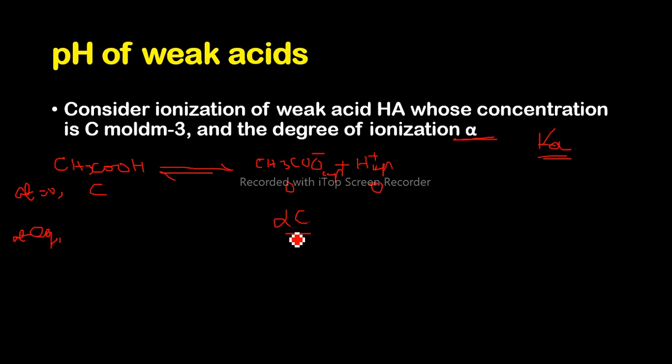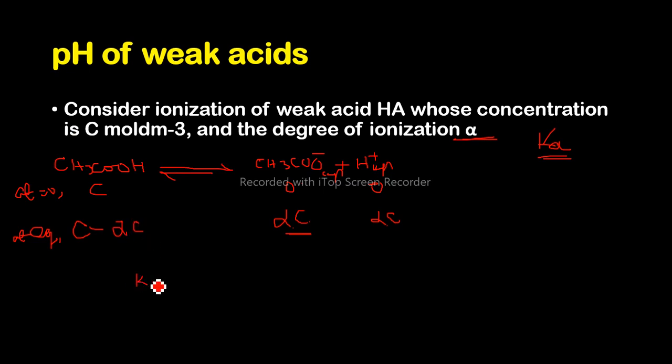And remember that alpha C is our degree of ionization. Our alpha is our degree. And also form alpha C of hydrogen ions. And so if the mole ratio is 1 to 1, it implies that alpha C of the acid has dissociated. So the undissociated acid is C minus alpha C.